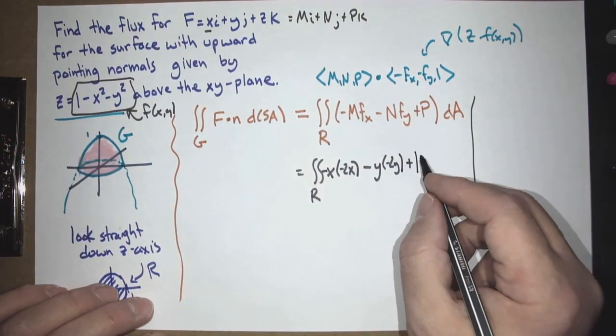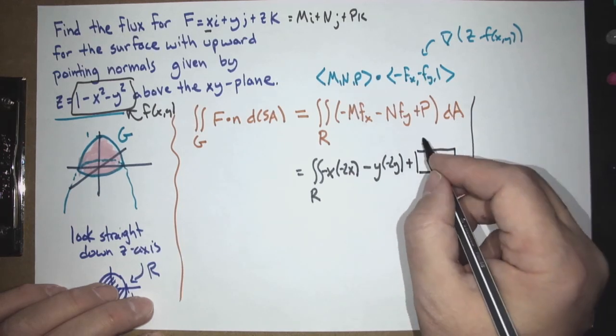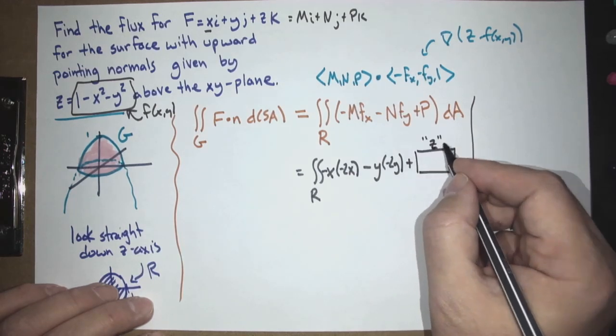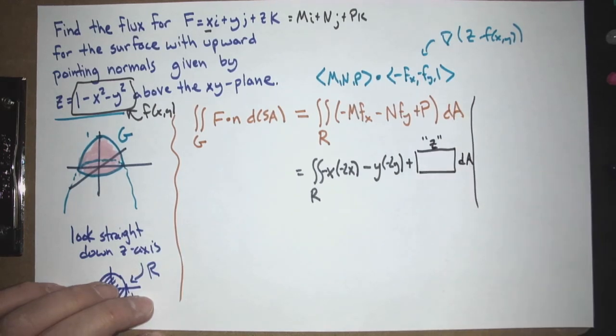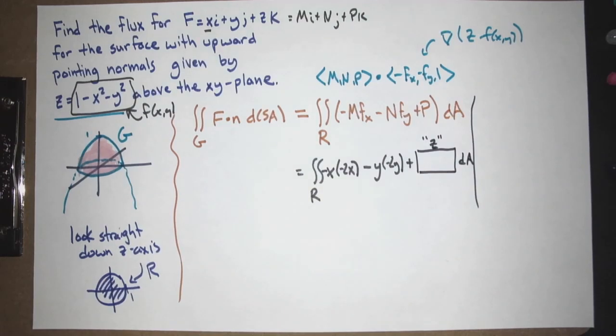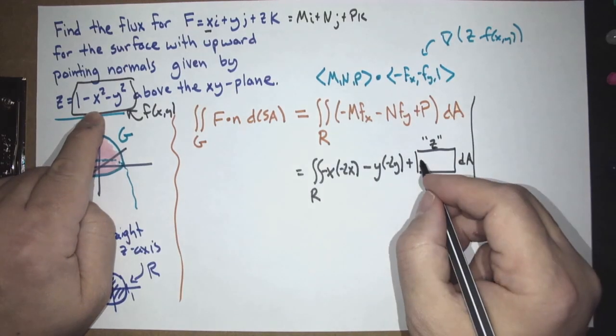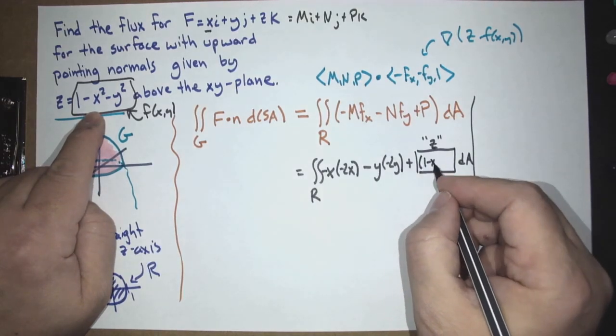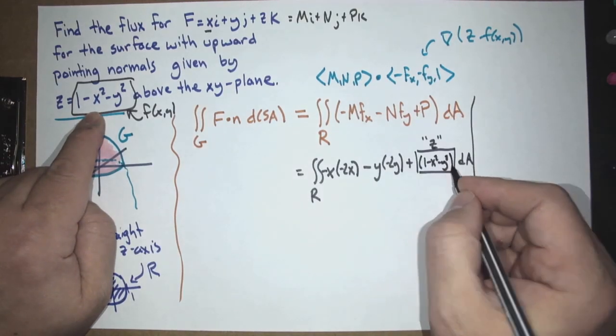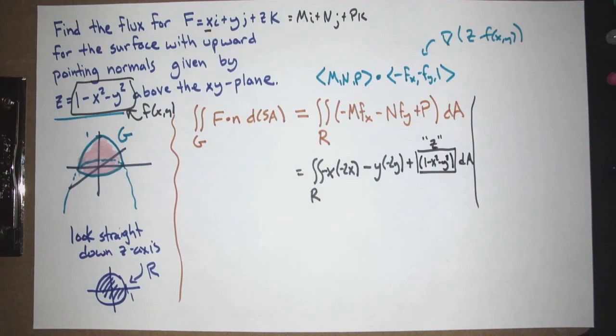Now, we should be putting z here, but we don't want to use z because we want everything in terms of x and y. So what do we put in? What the surface is. So every z that we end up with becomes that function, 1 minus x squared minus y squared in this case. Okay, so that's the answer.